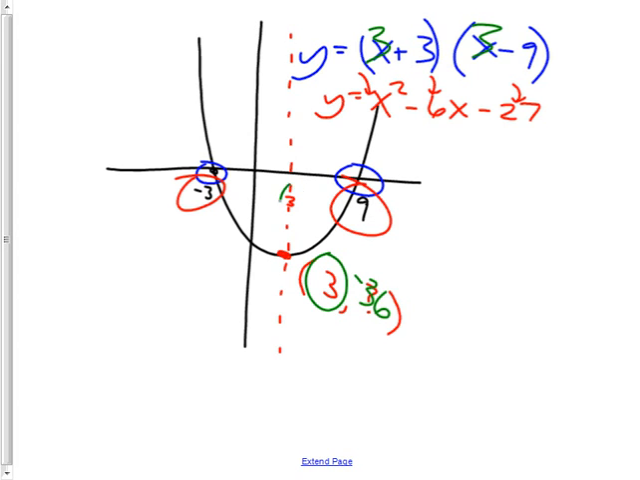I just took this number, the 3, which I found by finding the average of these two numbers. And I take that 3 and I stick it in here and here, and I see what answer I get. All right, I want you to try one of those, please.